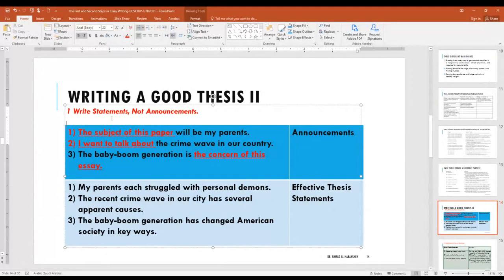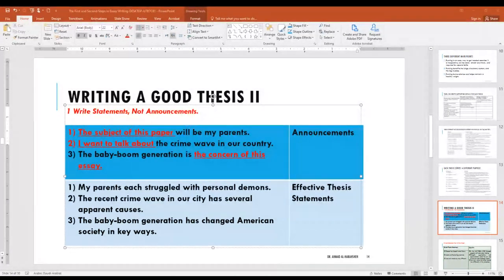Also, we started talking last time about the qualities of a good thesis statement. We said that you should write a statement, not an announcement. That means don't write the subject of this paper, the purpose of this paper, the idea of this paper. Don't say, in my opinion, this paper will blah blah blah, or I think the paper will. Don't say I want to talk about, or the concern of this essay will be blah blah blah. These are announcements rather than sentences.